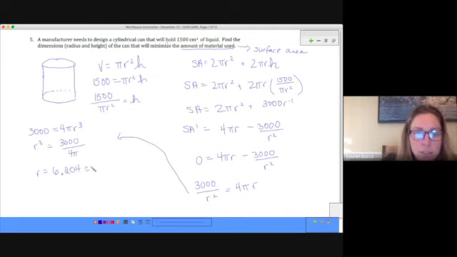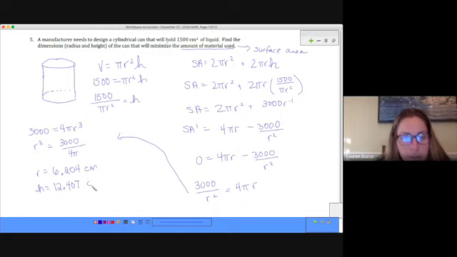And that's centimeters. And now I'm going to plug that back in over here and find out what the height would be in this scenario. 1,500 divided by, and I'm going to put this in parentheses too. So I'll do answer squared times pi. And I'm getting 12.407 for my height. Cool.